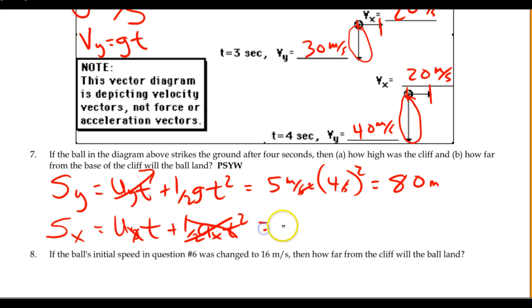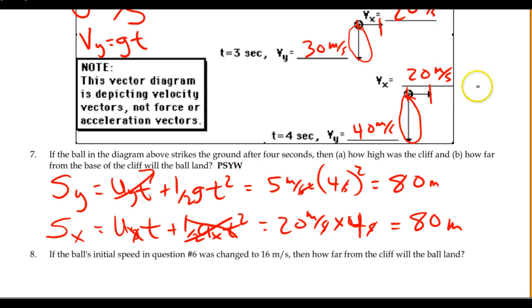So the distance I travel is just how fast I was going, 20 meters per second, multiplied by the time that it took, 4 seconds. Seconds do cancel out. I'm left again with 80 meters. So in this particular case, number 6, the object would have traveled outward 80 meters and downward 80 meters.